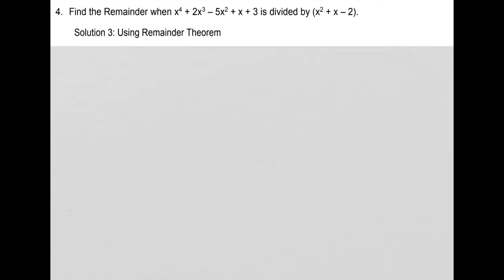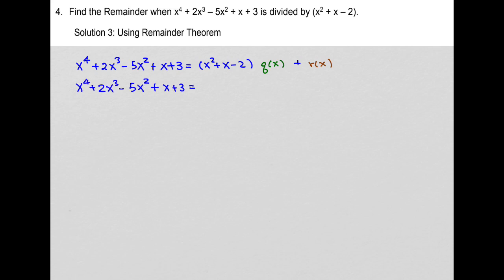Method 3, we're going to use remainder theorem to find the remainder. So first thing we do is write down the division statement. So dividend equals the divisor times the quotient q(x) plus the remainder r(x). Then we can factor the divisor into 2 linear factors, which is x plus 2 times x minus 1 times the quotient plus the remainder. Now, since the degree of the divisor is 2, then the degree of the remainder at most is going to be degree 1. So we write ax plus b.